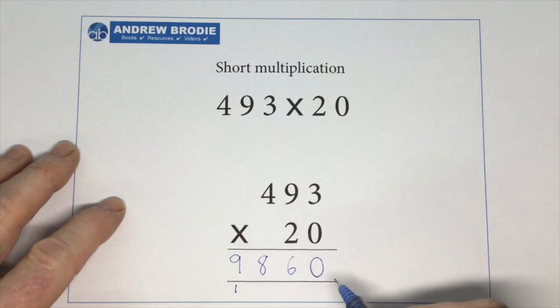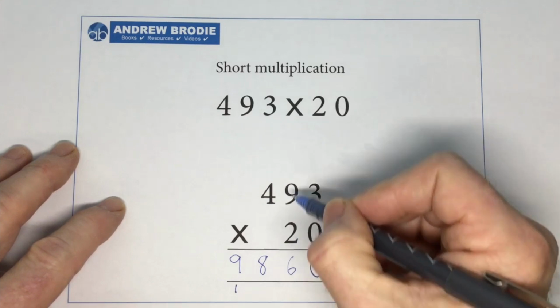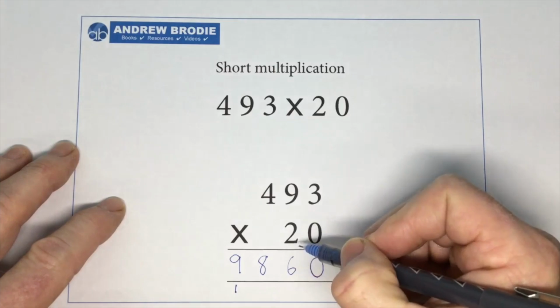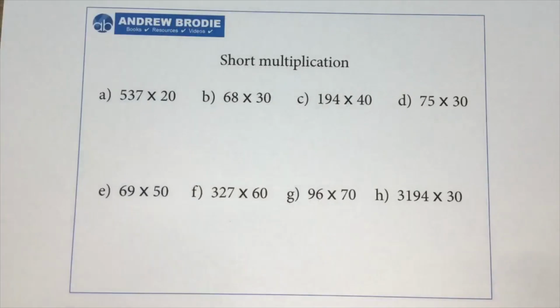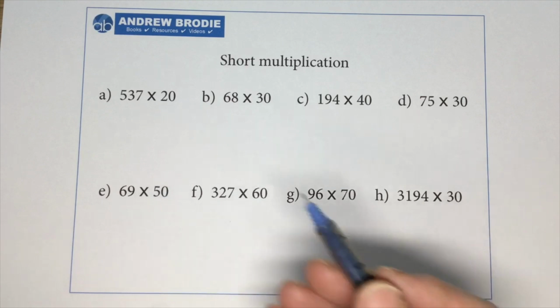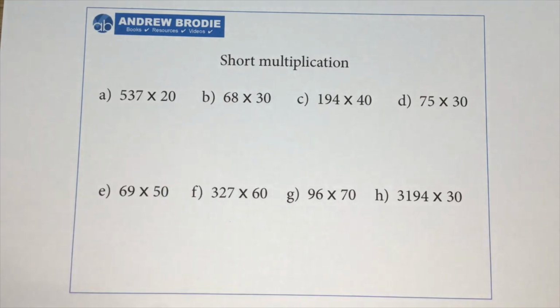9,860. So what did we do? Put a 0. 3 times 2, 9 times 2, 4 times 2. That's it. And here's some for you to try. Remember, you're going to need to set them out in columns. You're going to need to put a 0 in the units to move everything over, and then simply multiply in the normal short multiplication way. You could pause the video while you have a go.